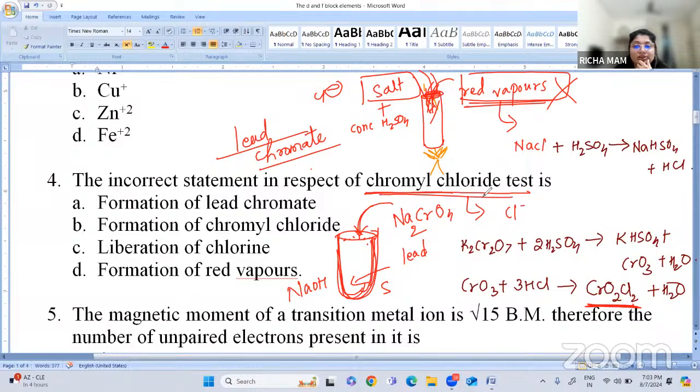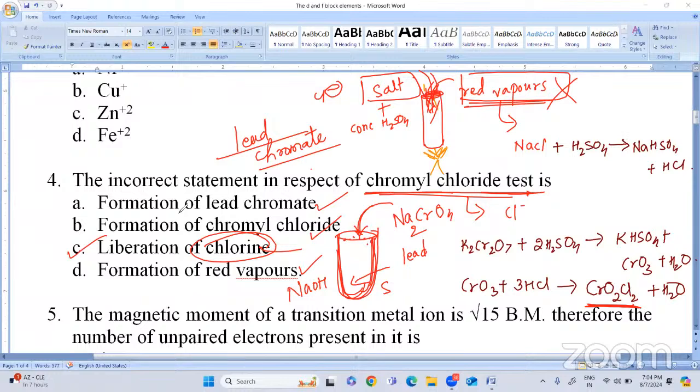So everything you have done practically, but this is the theory you are going to study in your regular classes. This is a test, and behind that test these are the reactions. So what is incorrect? Lead chromate is formed: correct. Formation of chromyl chloride: also correct. Formation of red vapors: also correct. Liberation of chlorine: is there any liberation of chlorine? No. So option C is the incorrect statement.